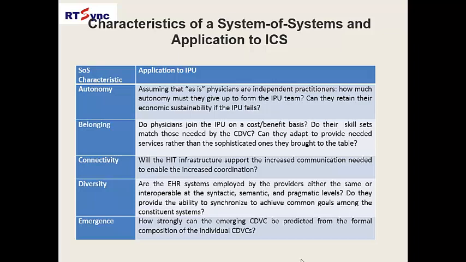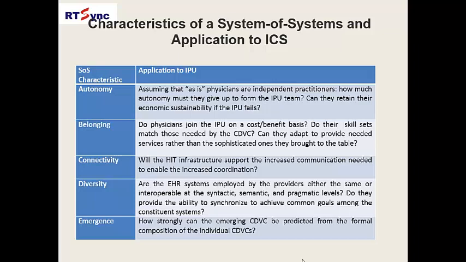For example, autonomy, its application to the integrated practice unit, is assuming that the current situation, physicians are independent practitioners. How much autonomy must they give up to form the IPU team? Can they retain their economic sustainability if the IPU fails after ceding such autonomy to join the team? Belonging. Do physicians join the IPU on a cost-benefit basis? Do their skill sets match those needed by the CDVC? Can they adapt to provide needed services rather than the sophisticated ones they've brought to the table?